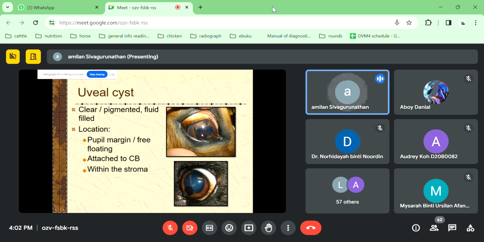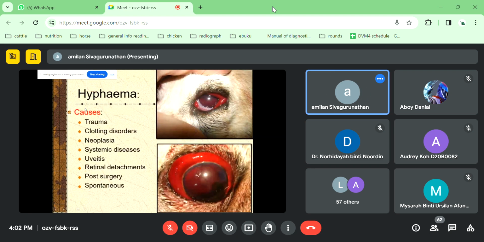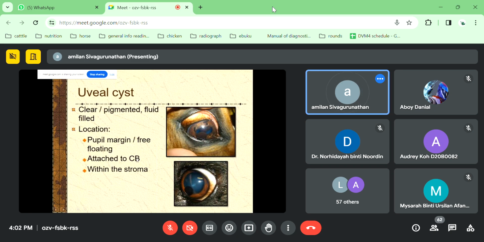Here we have a horse with a uveal cyst, clearly pigmented, fluid filled, and in horses, we tend to suggest to have them removed because most of these are racing horses and they don't do well in their competition. Some of them can be attached to the ciliary body and some can be even attached to the cornea. So even though you remove them, the black stain remains.